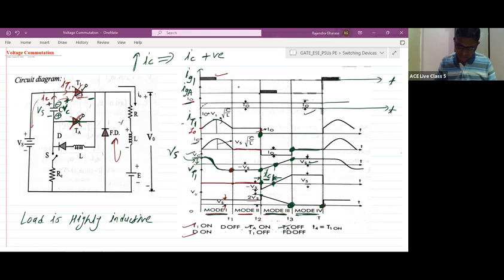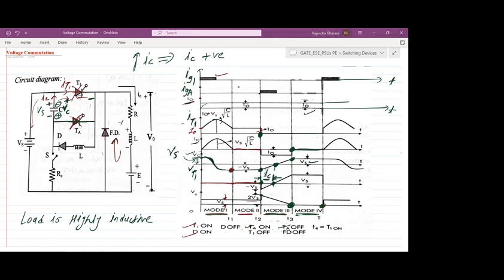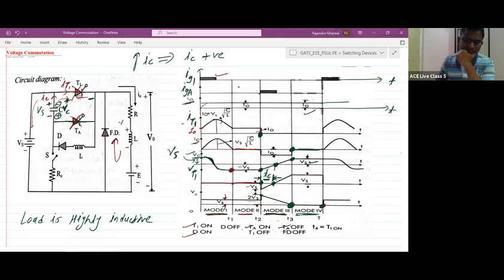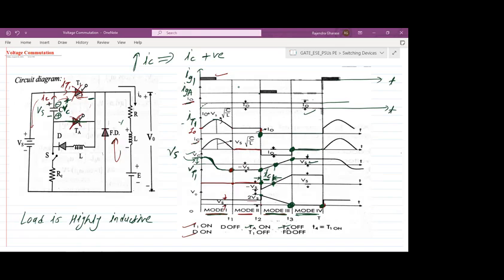IC opposes IT1. During mode 3, yes, sir. T1 is going to turn off, sir. Correct. Yes, sir. That is okay, sir.